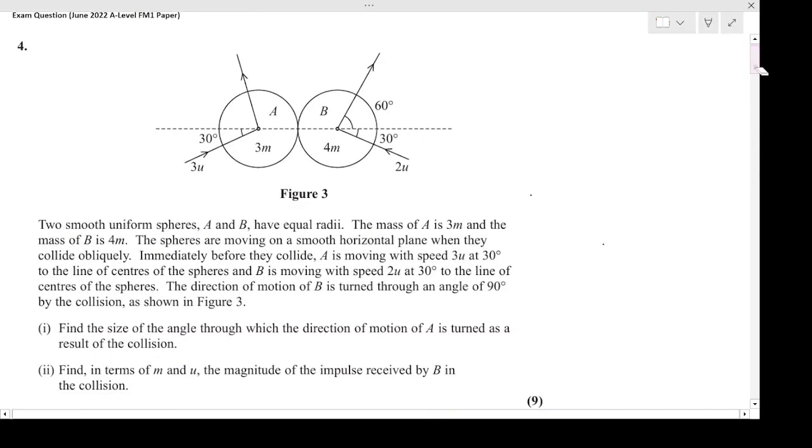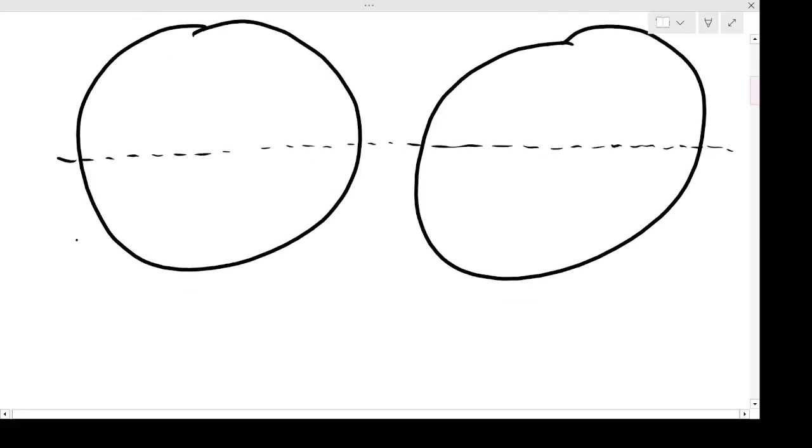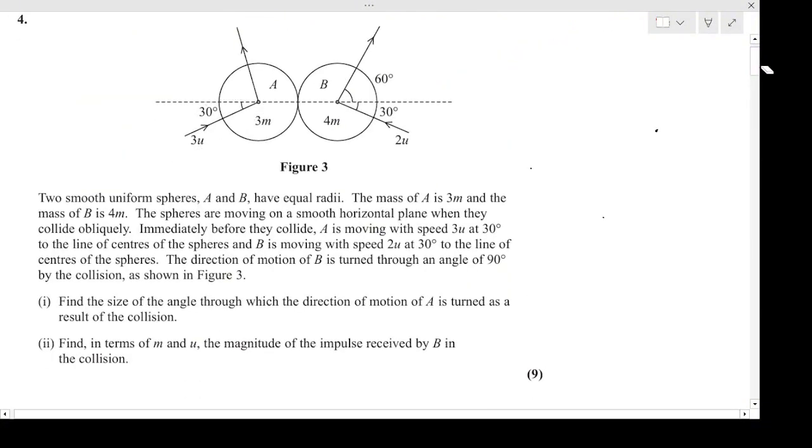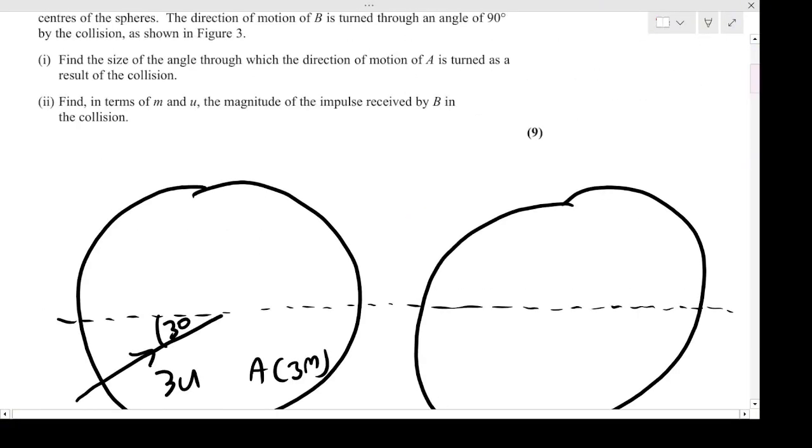Okay, so before the collision, for A, firstly, it's going to move like that. So it's going to attack the line of centers like that with speed 3u and an angle of 30. Hopefully happy with that. So this is A. The mass is 3m, I believe. Yep. And then afterwards, it's going to rebound like that.